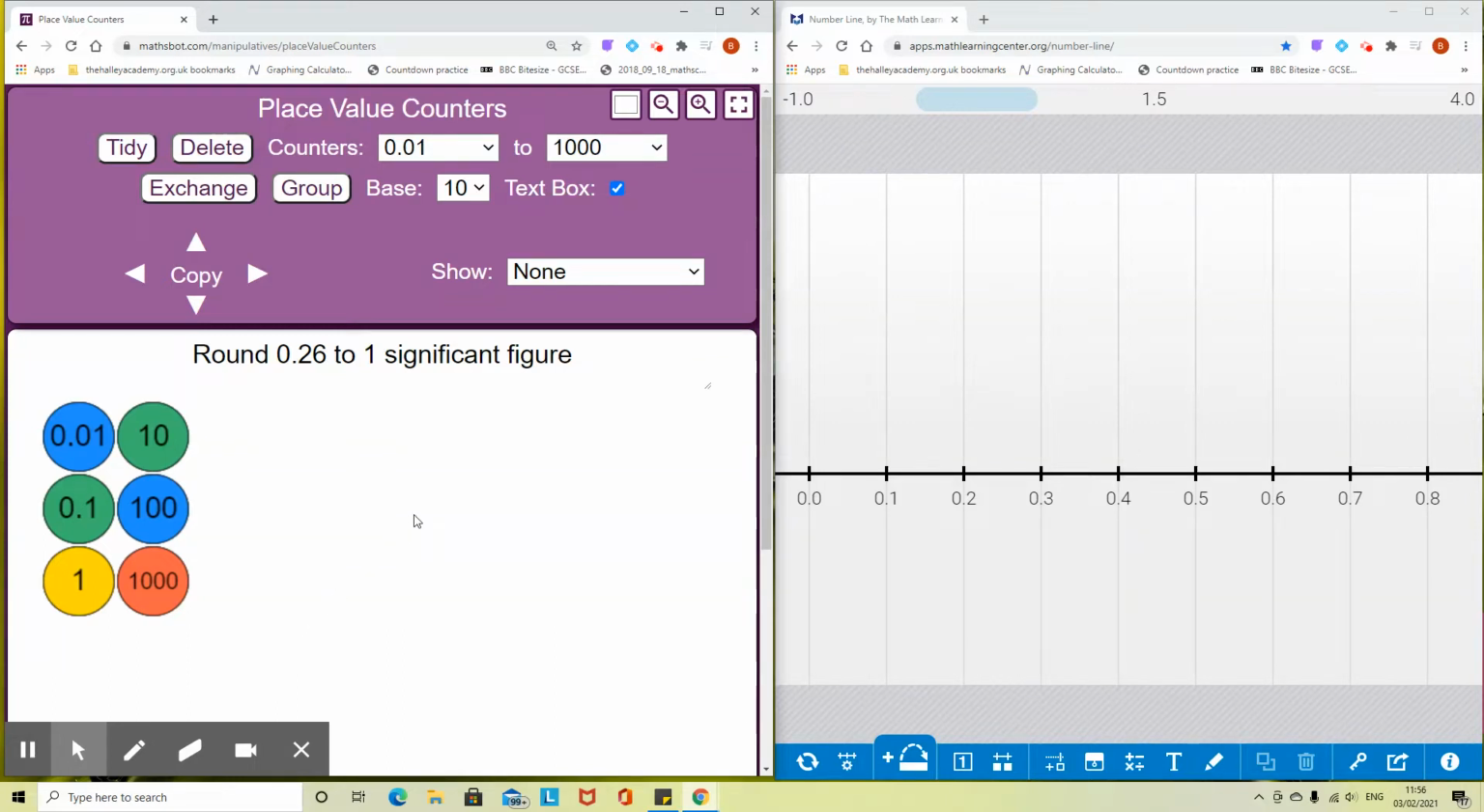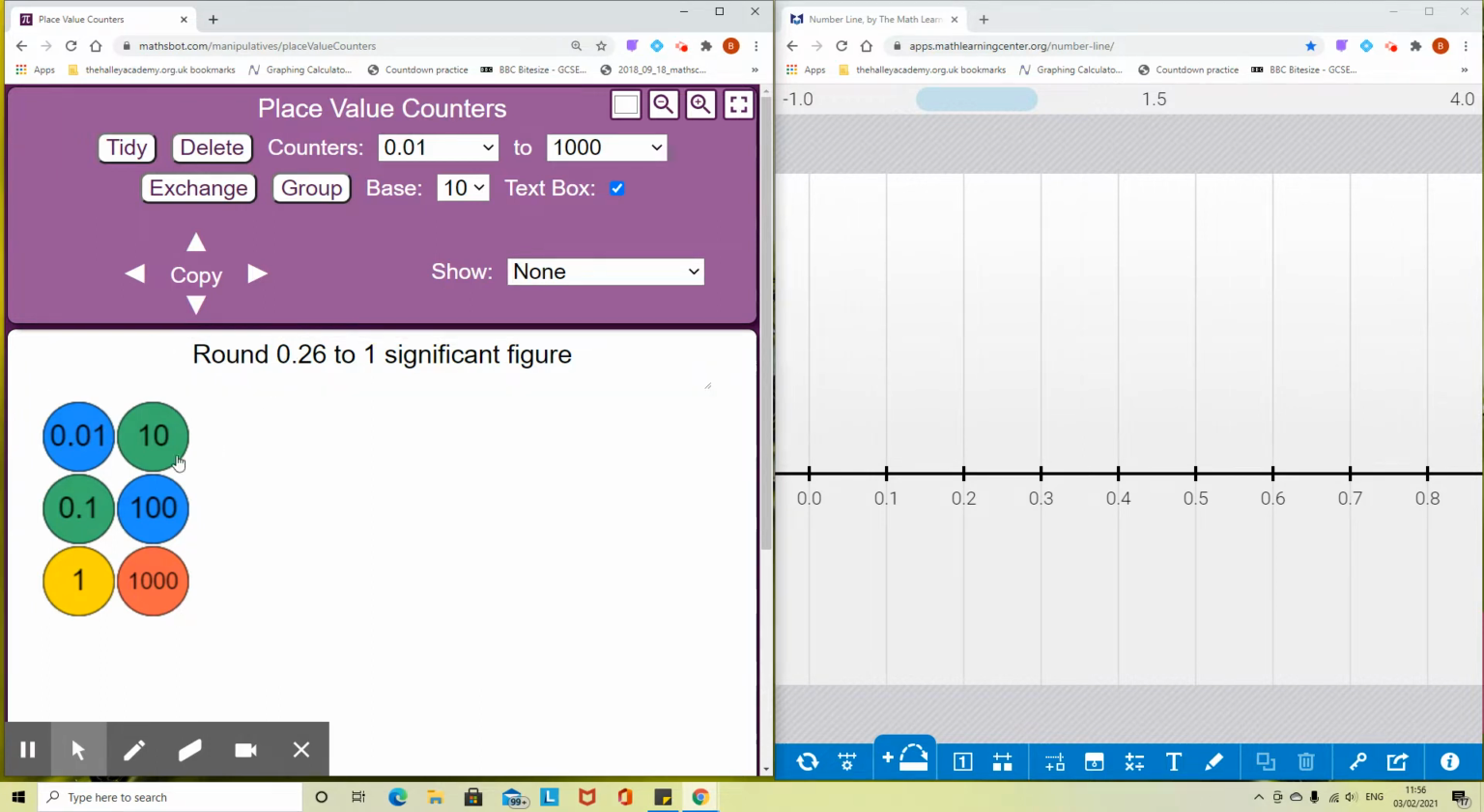Hello everyone. In this lesson, we're going to focus on rounding decimal numbers to the given significant figures. Let's see how we can round 0.26 to one significant figure. Now, firstly, I'm going to construct the number 0.26 using the counters.